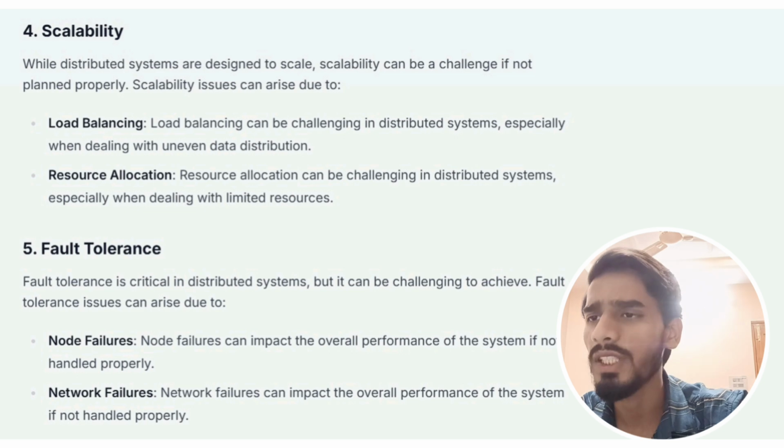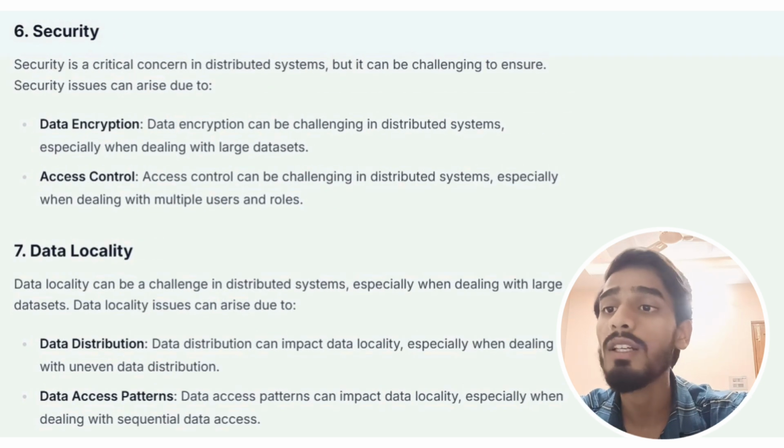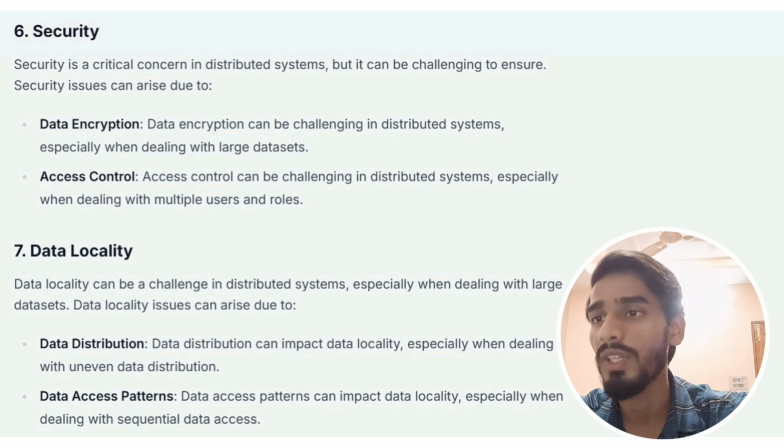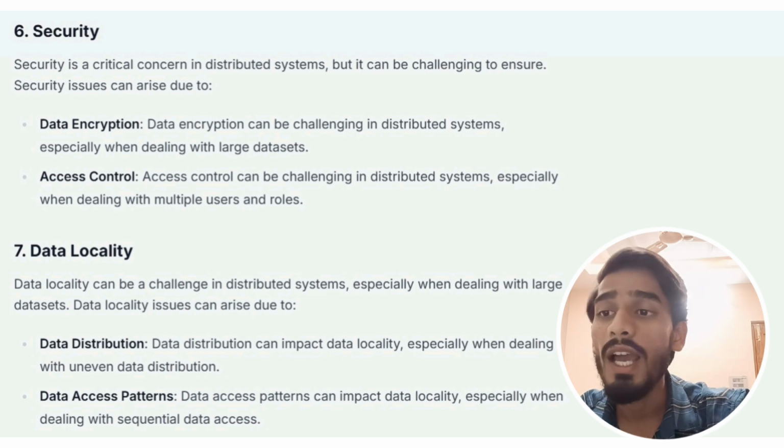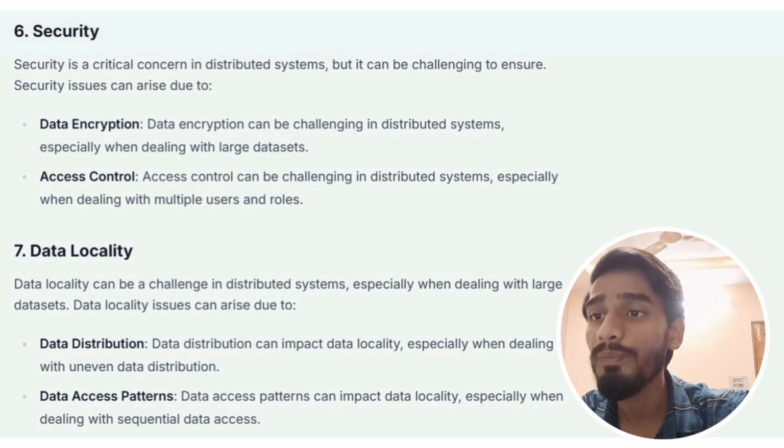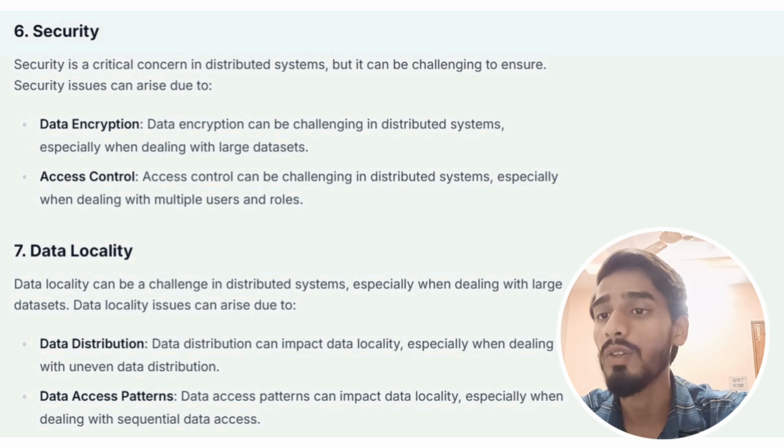Next challenge will be security. Security is a critical concern in distributed systems, but it can be challenging to ensure. Security issues can arise due to data encryption, especially when dealing with large data sets. Next issue will be access control, especially when dealing with multiple users and roles.